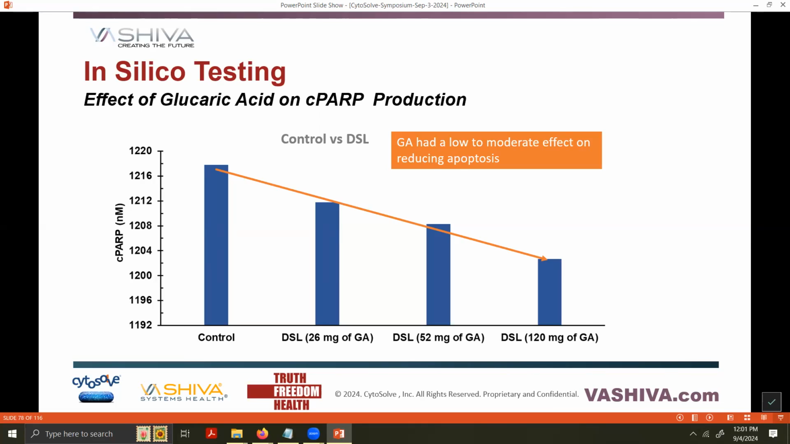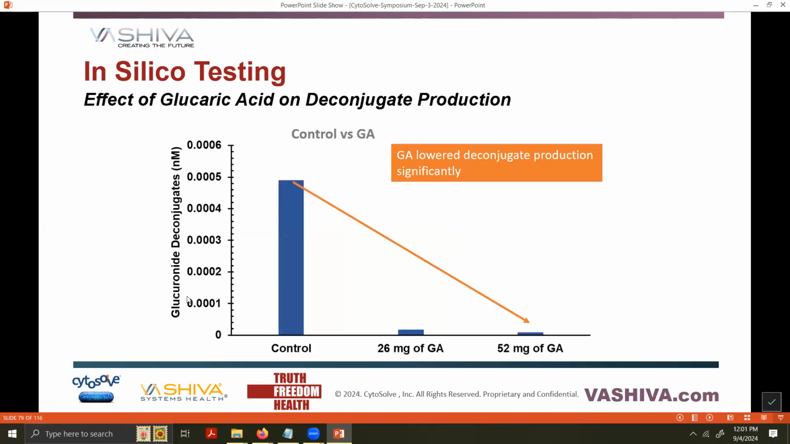That's the one biomarker. The second one is the glucuronide deconjugates. These are the toxic things that accumulate. In the first bar, again, we don't have any glucaric acid, and you have the highest amounts of deconjugates. That means the liver is under toxic conditions. As you increase the amount of glucaric acid, it sharply decreases the conjugates. The deconjugation is reduced. Prabhakar, you notice it goes up a little bit though, right? That's dosage. The dosage levels went from 0 to 26 to 52.